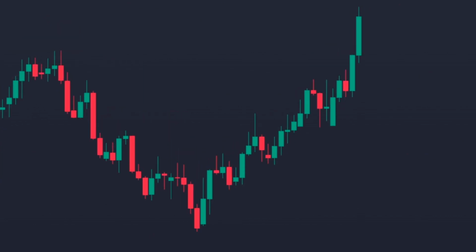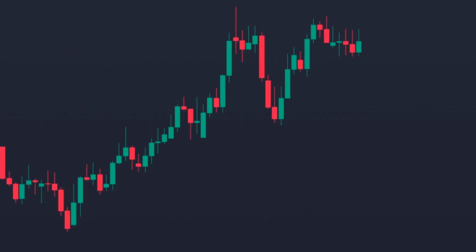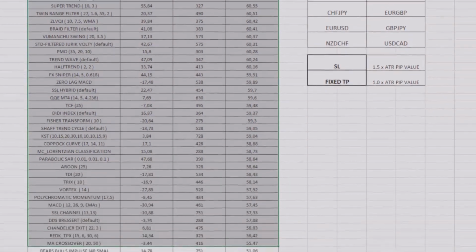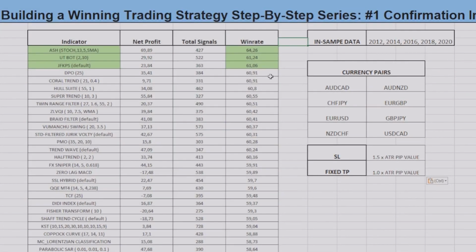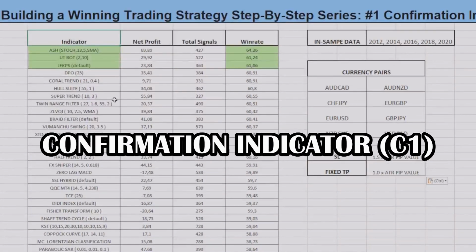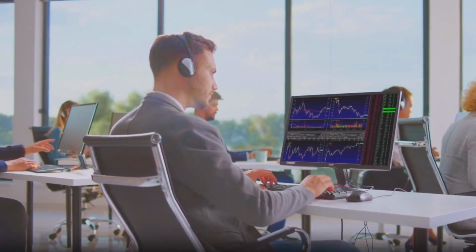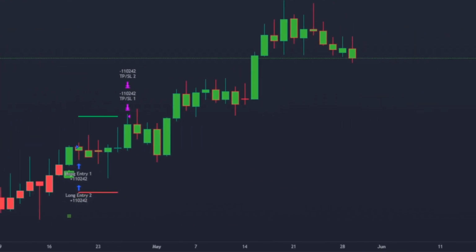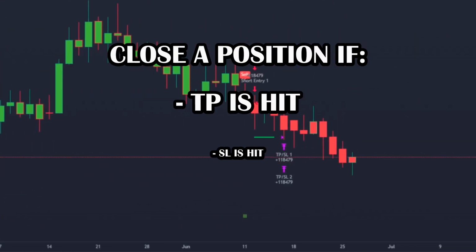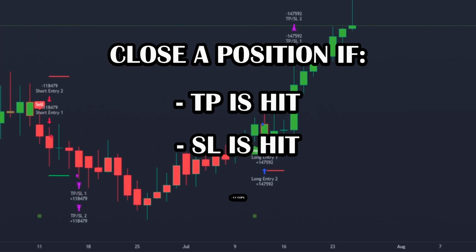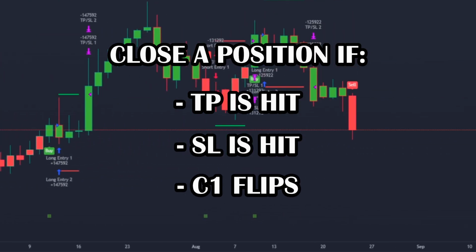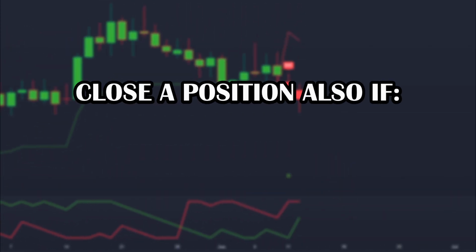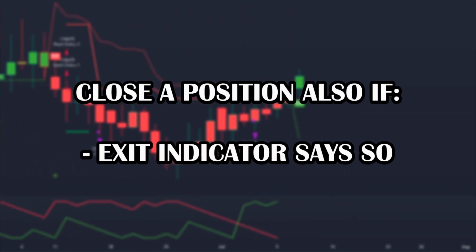As I mentioned in the first episode, I am creating this forex strategy based on the NNFX trading method. And so, according to NNFX, after backtesting and choosing our confirmation indicator, we should start our backtests to exit indicators. So, in the last episode's backtest, we would close a position if our take profit or stop loss was hit, or if our confirmation indicator gave an opposite signal during an open trade. Now, in addition to these conditions, we will also exit a trade when the exit indicator says so.